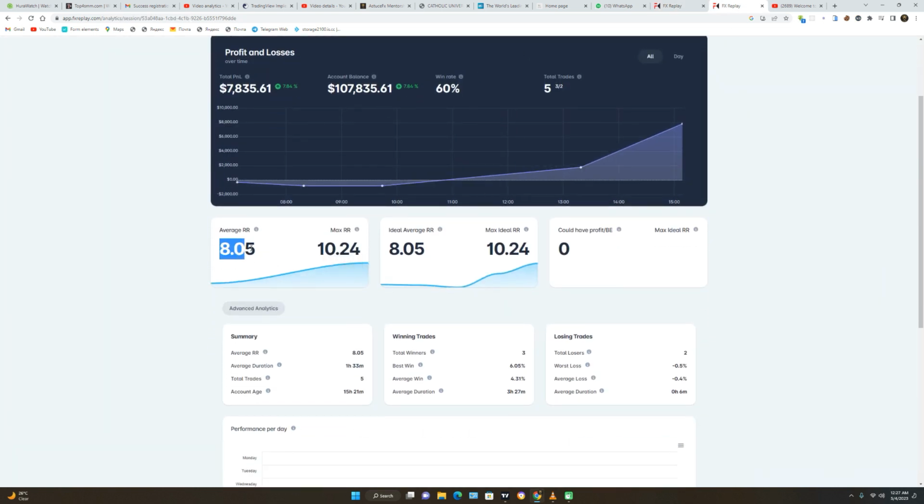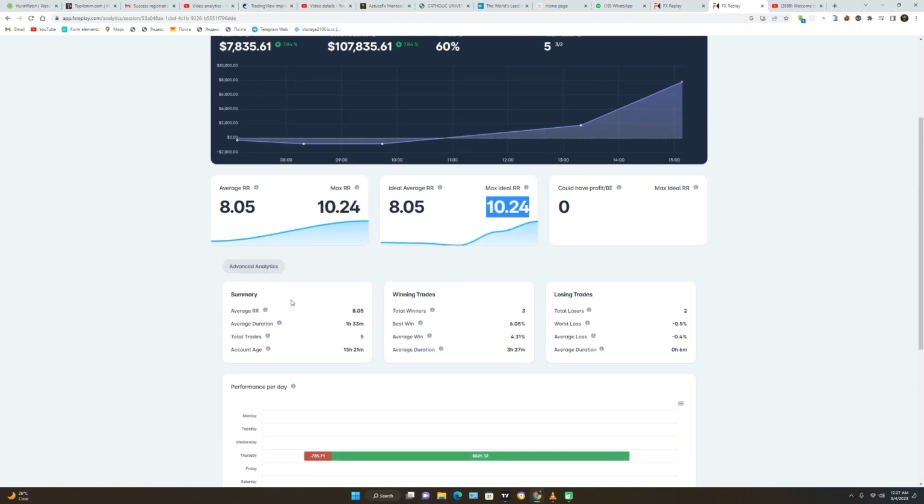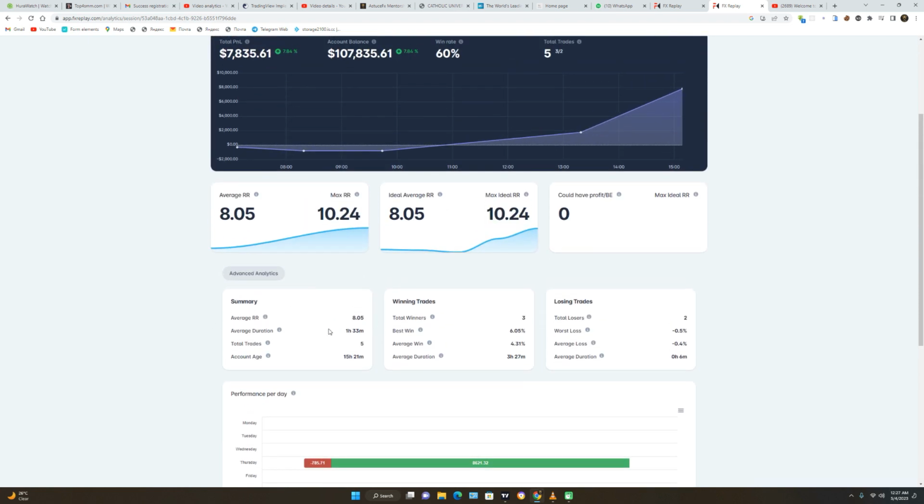And the average RR 8R, max RR 10R, ideal, average, whatever, max. Anyway, these are all the information you can use. Down here we have average duration, this 1 hour and 30 minutes. That's 90-minute cycle, all right. Crazy. And account age, I've just created it right now. How is it 15 hours? I have no idea. Trade duration 3 hours.